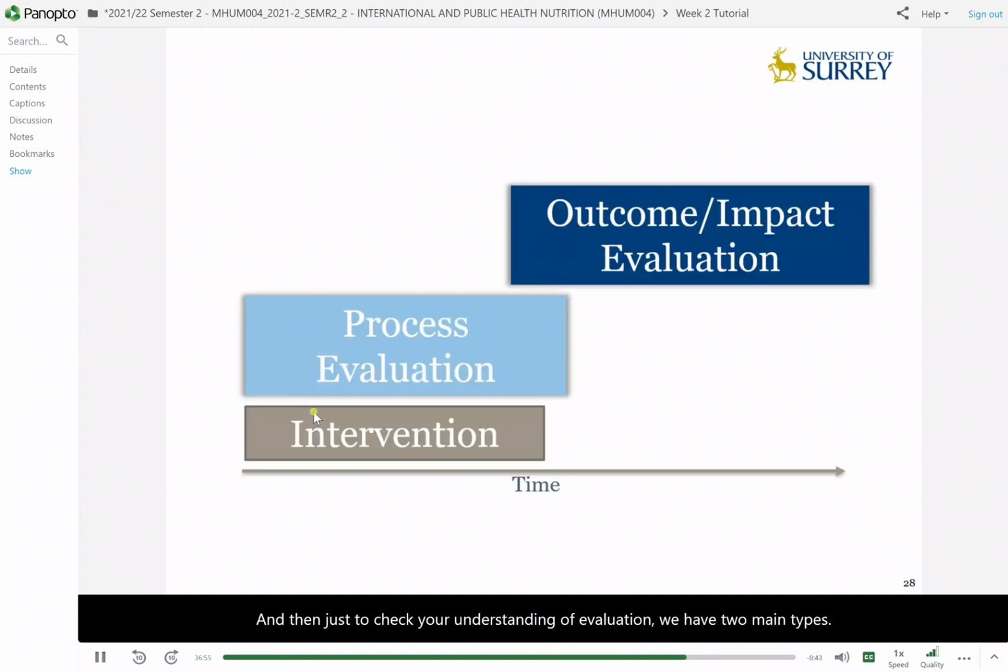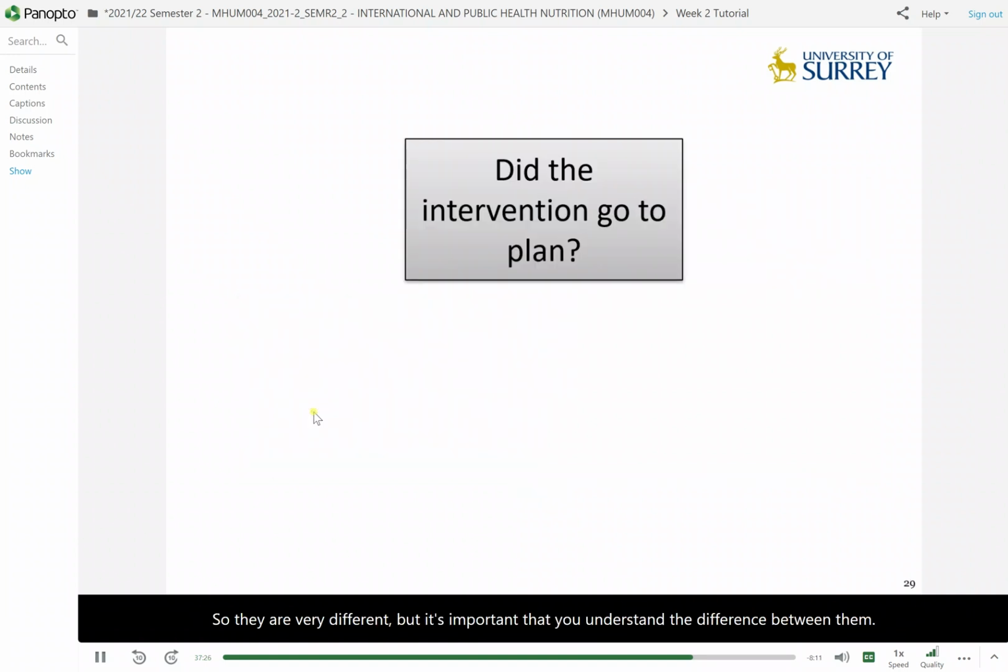And then just to check your understanding of evaluation, we have two main types: process and outcome or impact. So the process evaluation, as you see, runs alongside the actual intervention. So if you're running a 12-week program, over that 12 weeks you will collect the data on what's happening and how it's running. Then when it's finished, you will have the data on the outcome or the impact that that's had on what you were hoping to change. So they are very different, but it's important that you understand the difference between them.